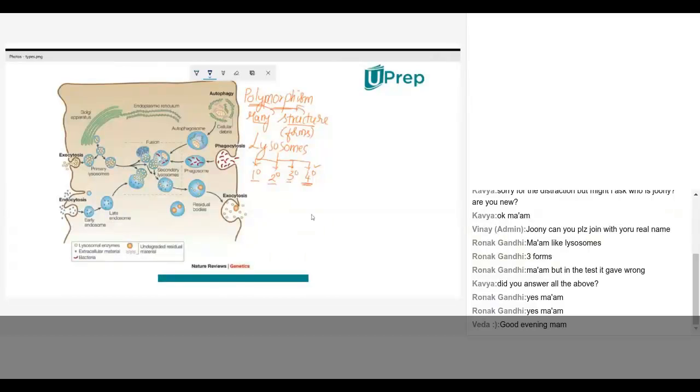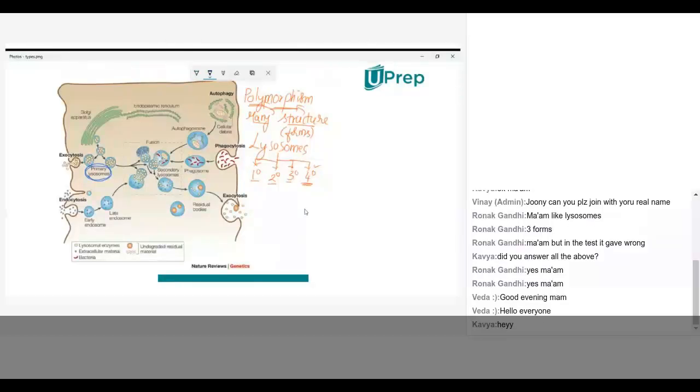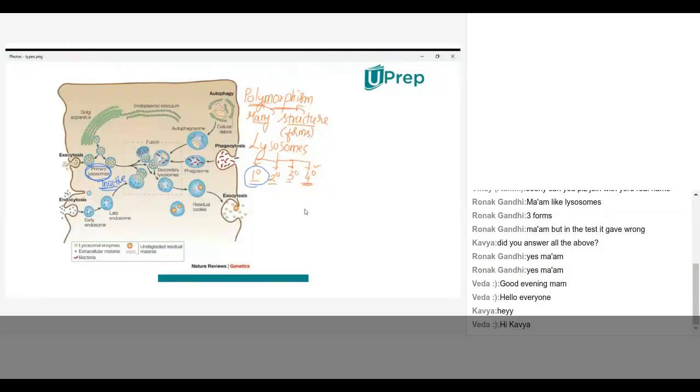Okay. We'll continue with the ongoing topic. So here, what I'm saying is we have primary lysosomes. Primary lysosomes are the lysosomes which have the enzymes, and the enzymes will be inactive. The hydrolytic enzymes will be inactive in primary lysosomes. So that's the specification of primary lysosome. But when the lysosomes get fused with phagosome, then they'll become secondary lysosomes.